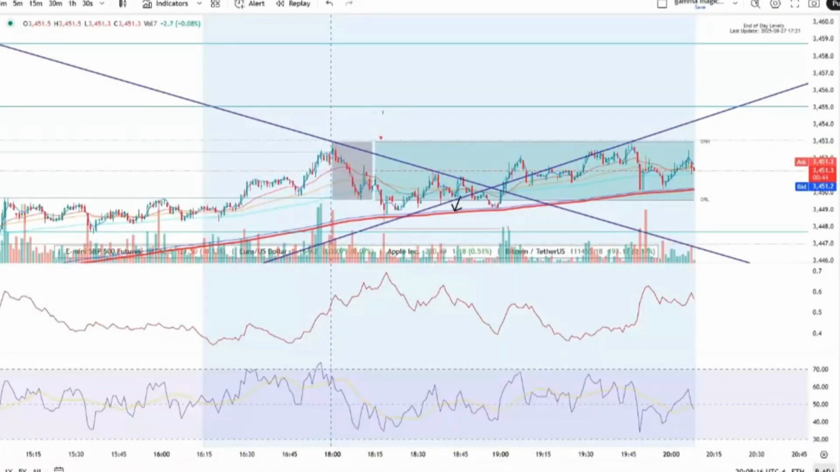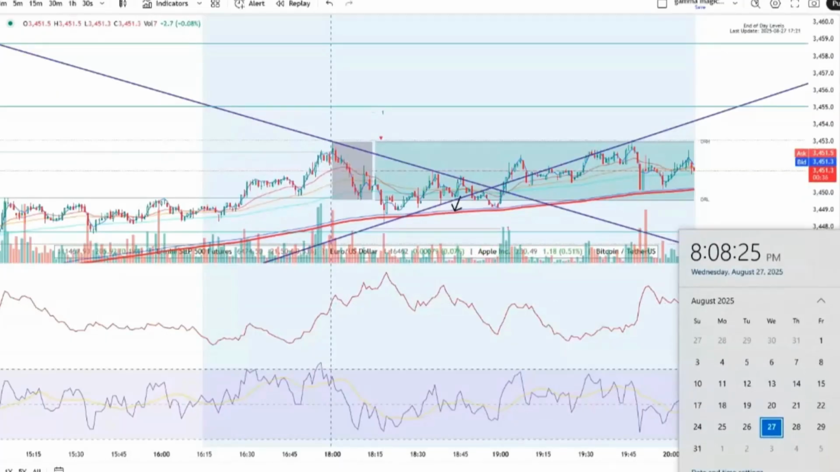Okay, it's August 27th. Reviewing a trade from today. This is Wednesday. The Globex open, trading the 15-minute range on the Globex open, along with the moving average here that I've talked about before.